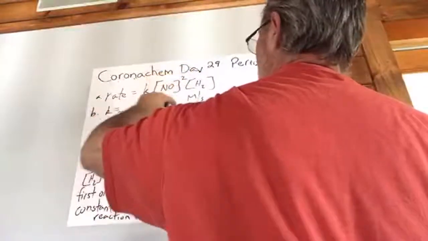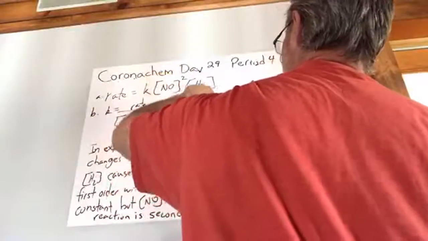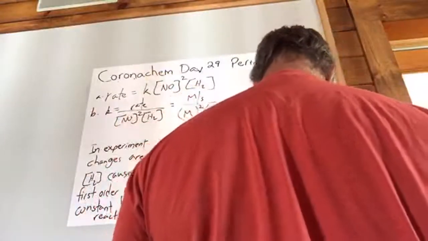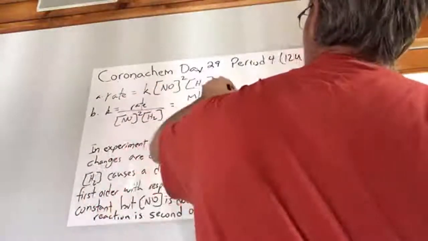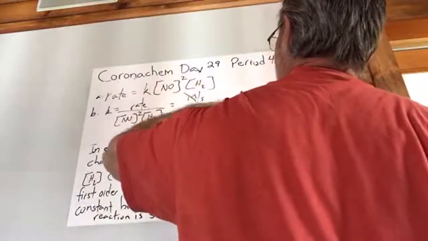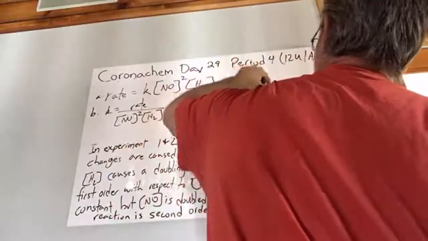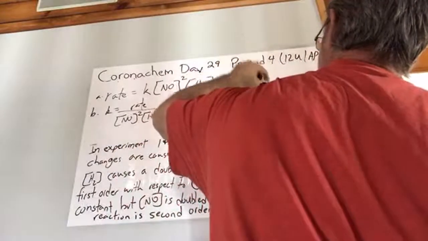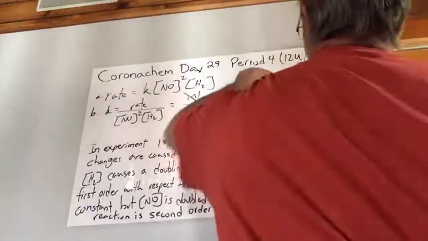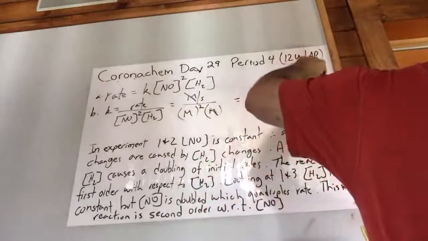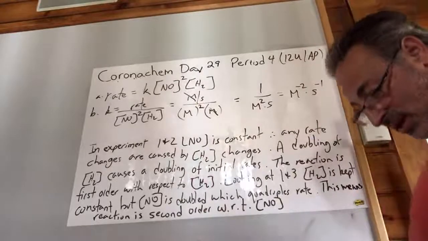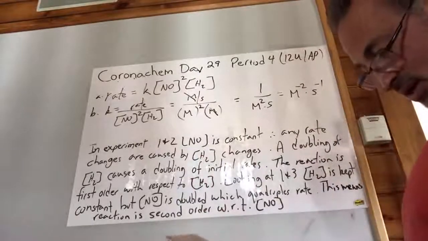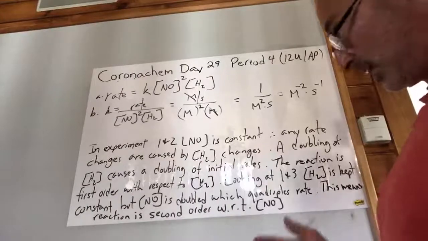The units here are molarity squared, and the units here are molarity. And you could eliminate that. And you get 1 over molarity squared times seconds, or you could say molarity to the -2 times seconds to the -1. Those are the units of K. But we still don't know what K is. These are the units. Now let's pick a set of data and plug it in and see what we get for the actual value of K.